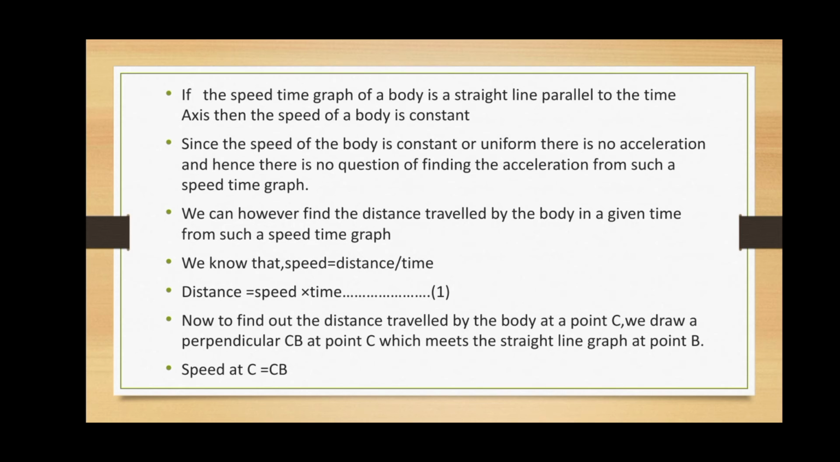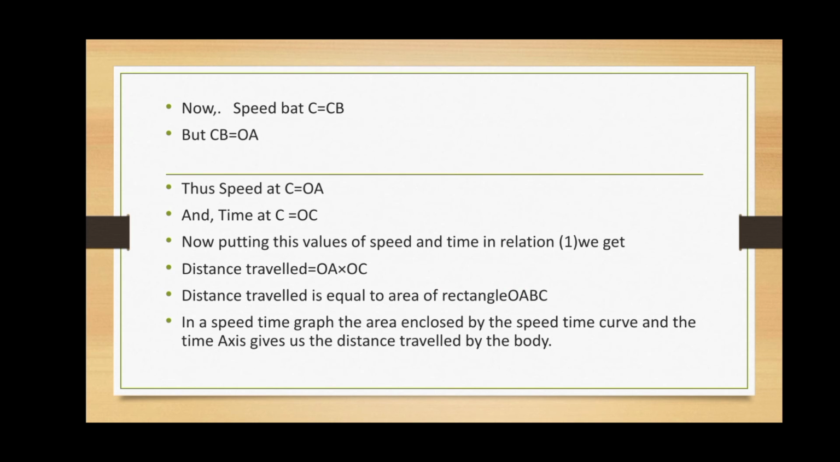We know that speed is equal to distance by time. Distance is equal to speed into time. Now, to find the distance traveled by the body at a point C, we draw a perpendicular CB at point C, which meets the straight line graph at point B. Speed at C is equal to CB, but CB is equal to OA. Thus, speed at C is equal to OA, time at C equals OC.